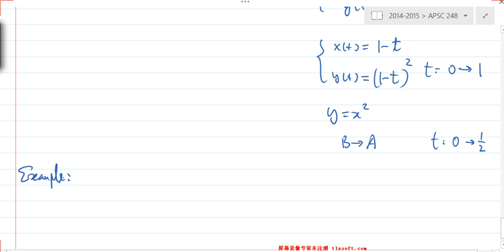Okay, so the next one, it's not going to derive anything, but I'll explain what this is. I have a parametric equation or vector function like this.